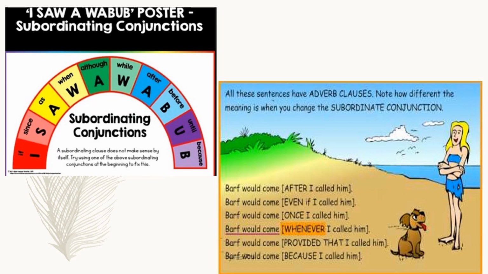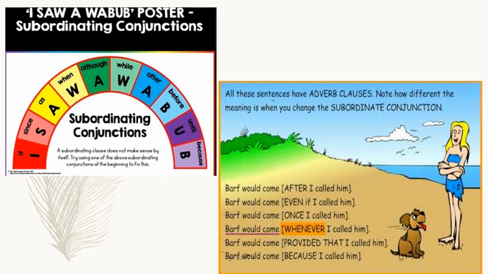Now the next is subordinating conjunctions. "I saw our boo" on your left is how you can easily remember all the subordinating conjunctions. If, since, as, when, although, while, after, before, until, because. So we have again taken the first alphabets of all these and created "I saw our boo." With this, you will be very easily able to remember how to create sentences with the help of these subordinating conjunctions.